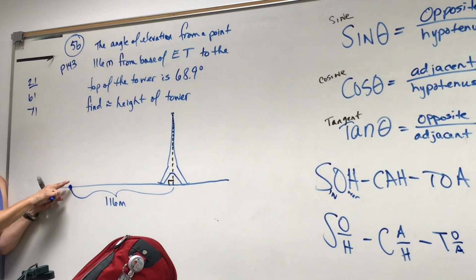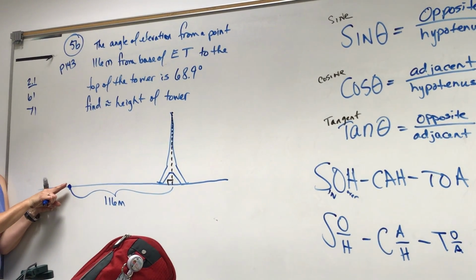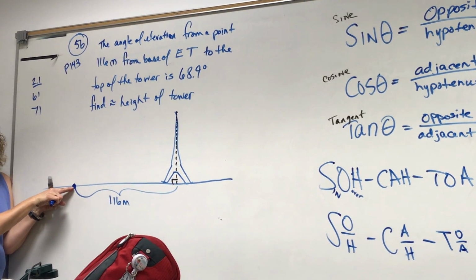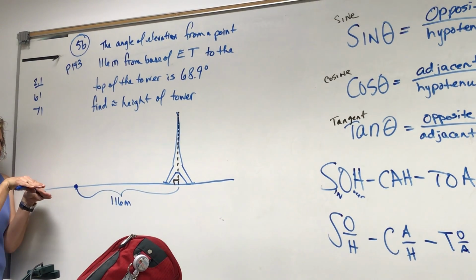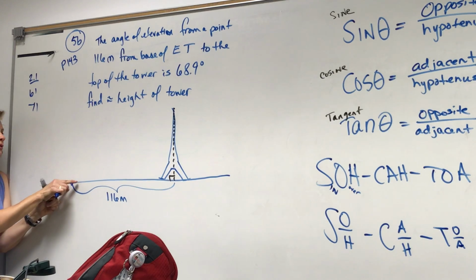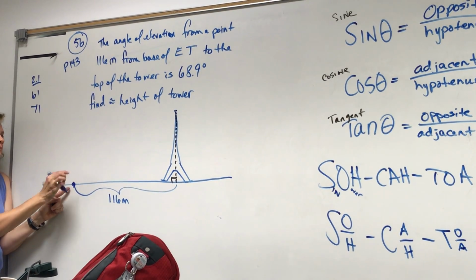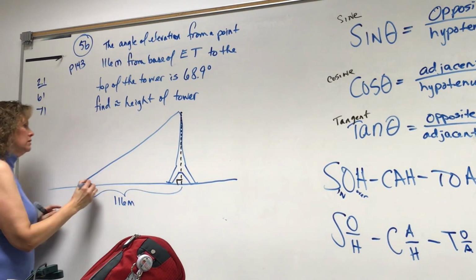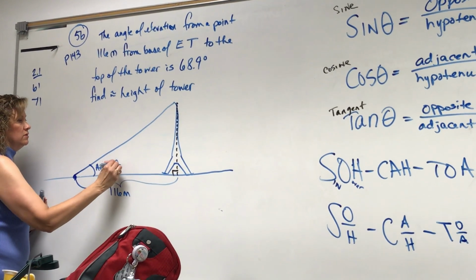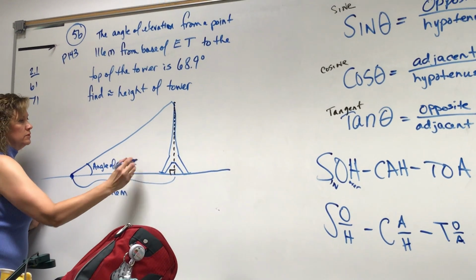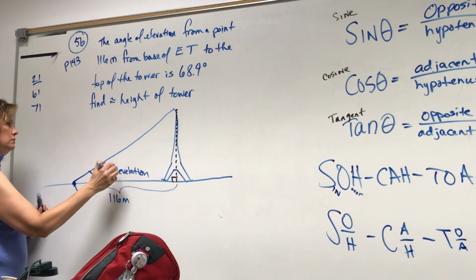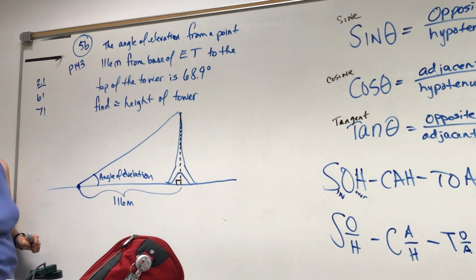Okay, the angle of elevation from a point 116 meters from the base. So this is on the ground. If I'm going to look from the ground to the top of the Eiffel Tower, your eyes are going to rotate up. Okay, this right here is your angle of elevation. Whoops, I spelled that wrong. There we go.